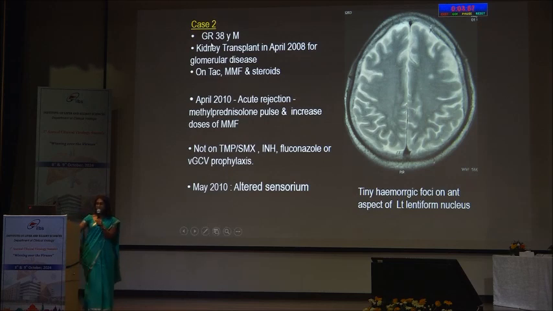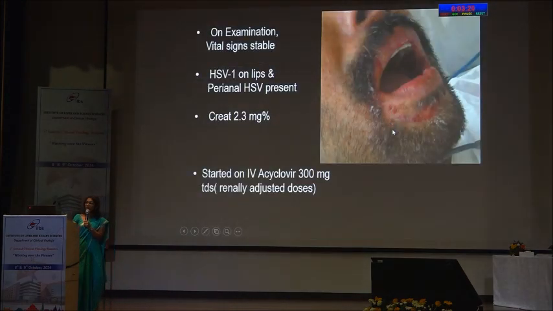So this is a 38-year-old gentleman who was a kidney transplant recipient, and he was on TAC, MMF and steroids, and subsequently he developed acute rejection for which he received the methylprednisolone pulse, and the MMF was increased. He was not on TMP-SMX, INH, fluconazole or valganciclovir prophylaxis, and a month later he presented with altered sensorium. Now what do we see here in the MRI? There is a tiny hemorrhagic focus on the anterior aspect of the left lentiform nucleus, and there is prominence of the cerebrum.